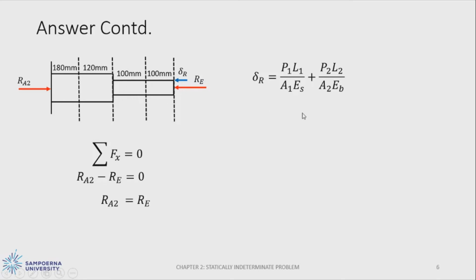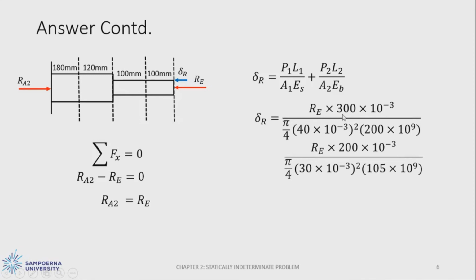the material is changing. So we get this one, where RA is P1 and RA for the P2, and the length is different here: 180 and 120, we obtain 300, and there is a change in material, 200 and 105 GPa. So we will obtain the deflection where the fixed support is 3.89 times 10 to the minus 9 RE.